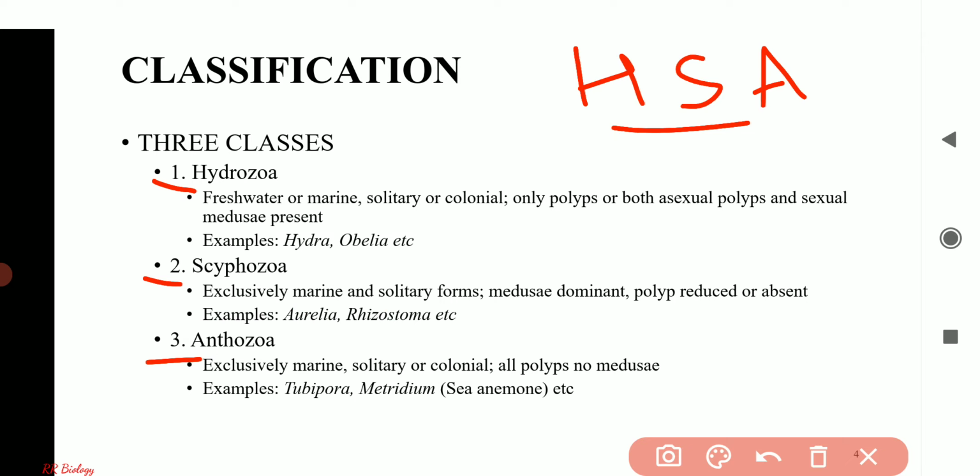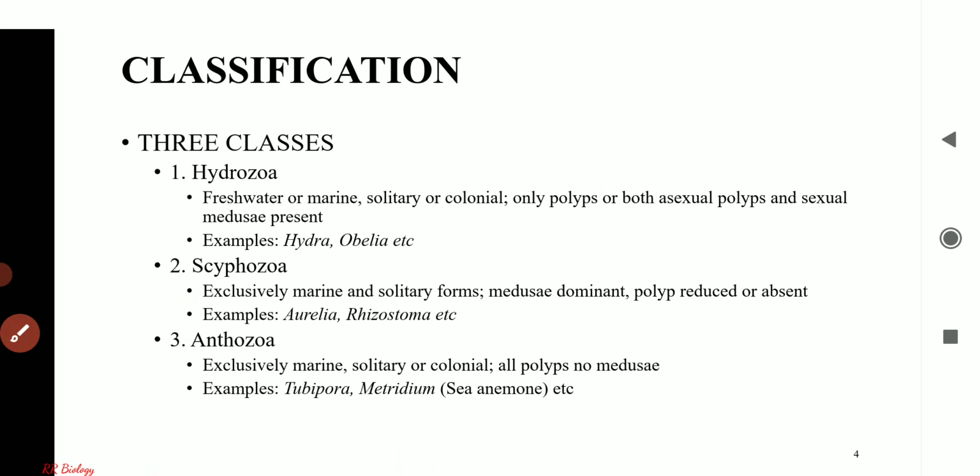And regarding the third class, Anthozoa, again they are exclusively marine organisms. They may be solitary or colonial. Here no medusa form is present, all are polyps. Examples may be Tubipora, Metridium, sea anemone. Just go and search these terms, Metridium, sea anemone. Look at this beautiful animal. Okay, so this is all about the features and classification of the phylum Coelenterata.